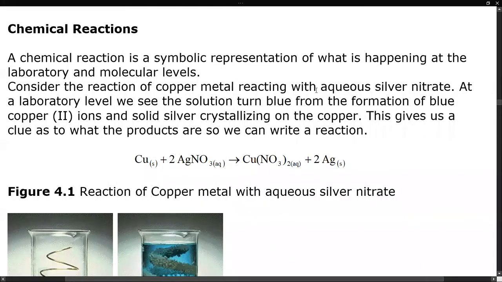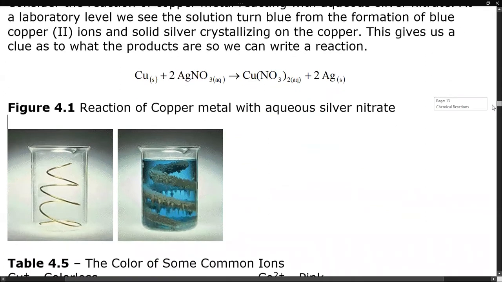All right, let's talk about chemical reactions. A chemical reaction is a symbolic representation of what's going on in the laboratory and at the molecular level. If we want to consider copper reacting with aqueous silver nitrate on a laboratory level, we can see that the solution turns blue, based on that picture down there, for the formation of blue copper 2 plus ions. We can also see the silver metal plating out onto the copper wire. You can kind of see before and after pictures there.